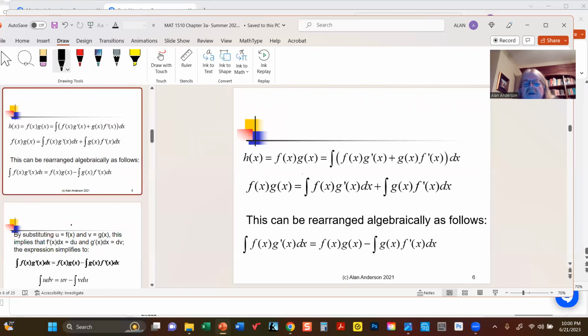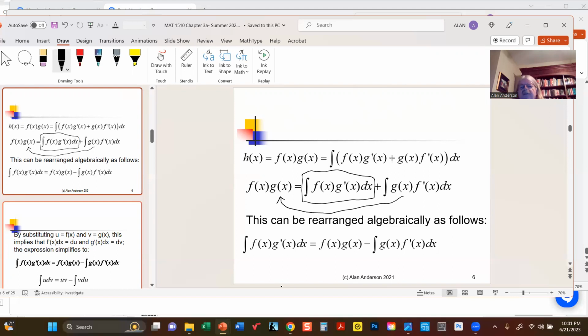And now the next part is to rearrange it. This is what we're solving for. So what I'm going to do is subtract this expression from both sides. Now you've got the integral of f of x g prime of x dx equals the product of f of x and g of x minus this integral over here. In other words, literally nothing's changed here. We just rearranged it to solve for the integral of f of x g prime of x dx.